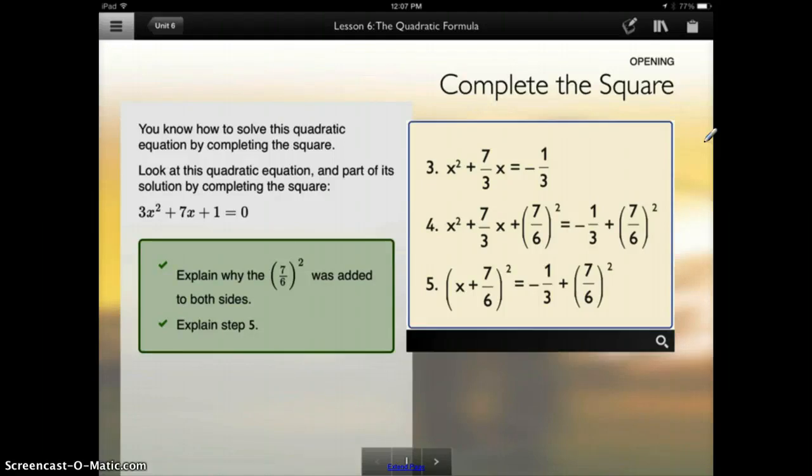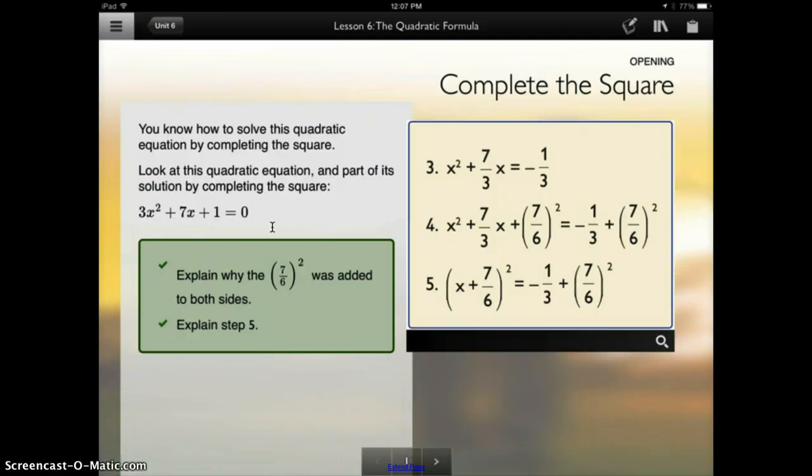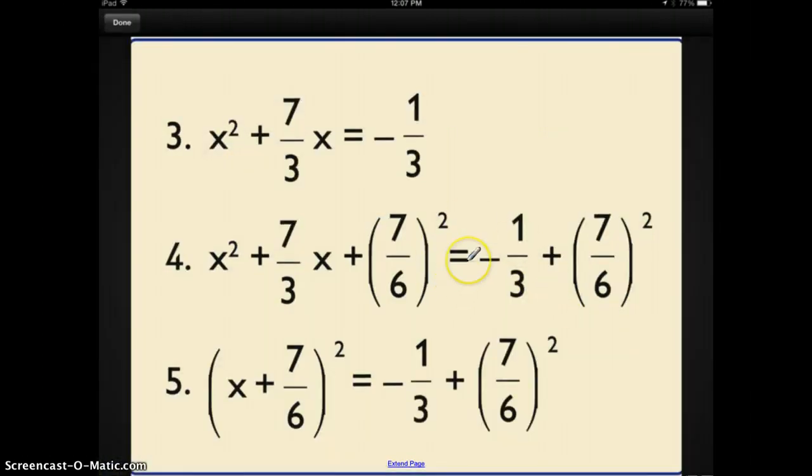Okay, so it says on slide 1, so on your paper, slide 1. So everything you're writing here should be on slide 1 of your paper. You know how to solve this quadratic equation by completing the square. Look at this quadratic equation and part of its solution by completing the square. Okay, so explain why this portion was added to both sides. Okay, so let's look at this, click on this, and look like this. So it's talking about step 5. Okay. So here's our equation.